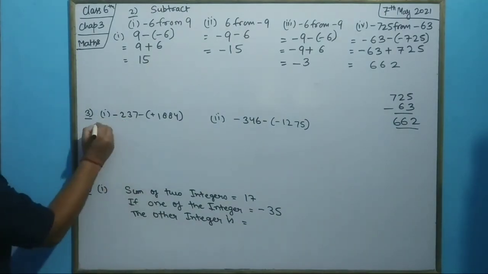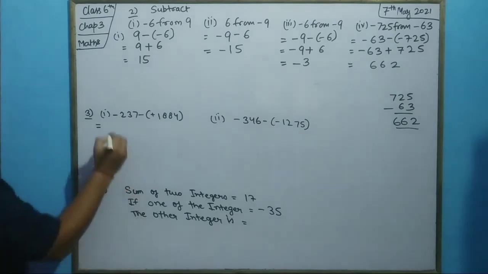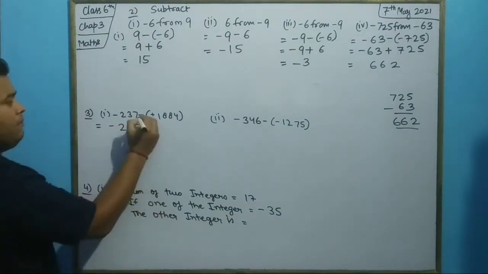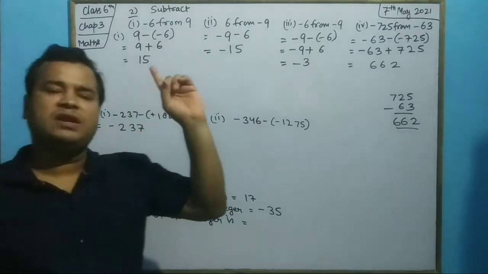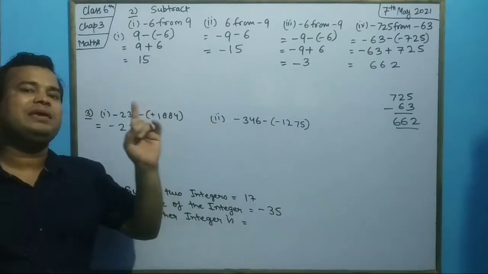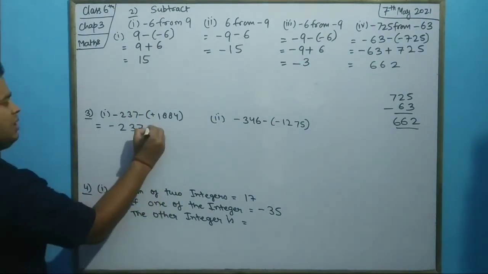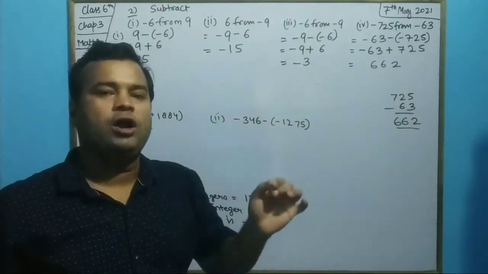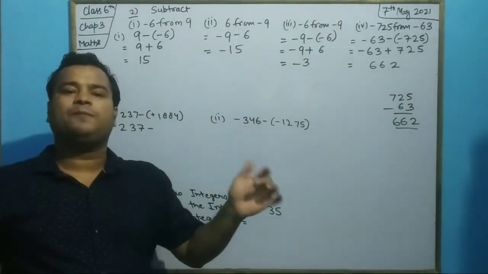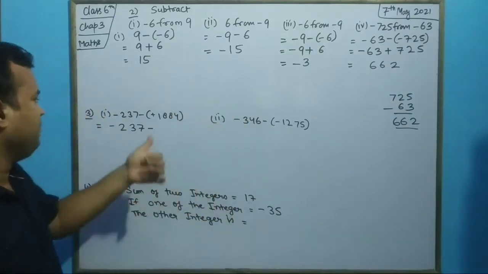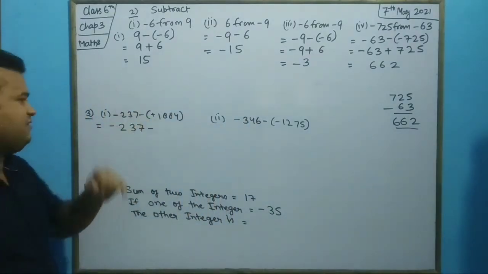We have to do the sum. Here it is minus 237 plus. Here there is only one negative sign. When there is only one negative sign, it will be negative. Whenever the negative sign appears an odd number of times, it will be negative. So minus plus, it is minus.